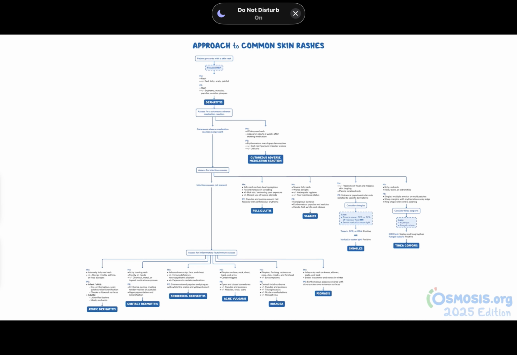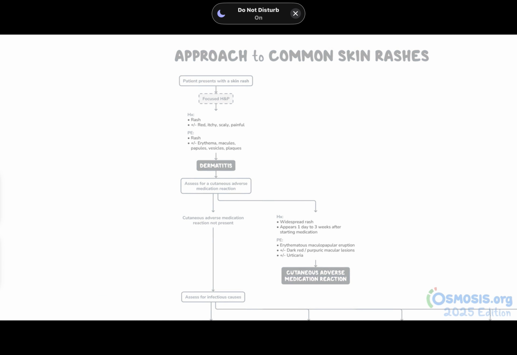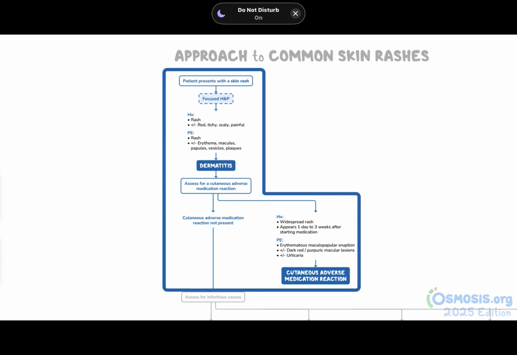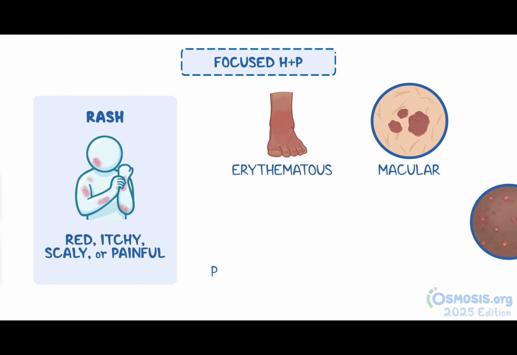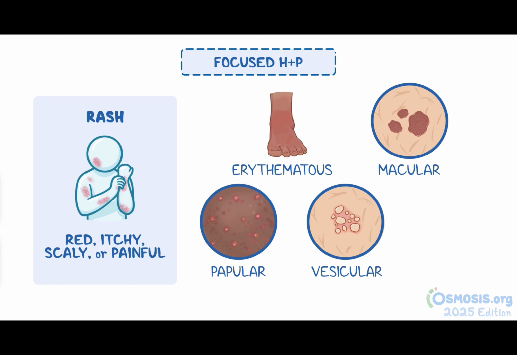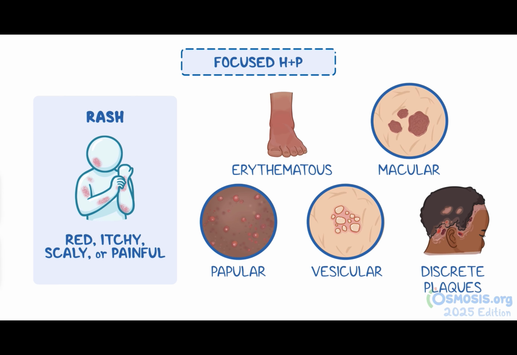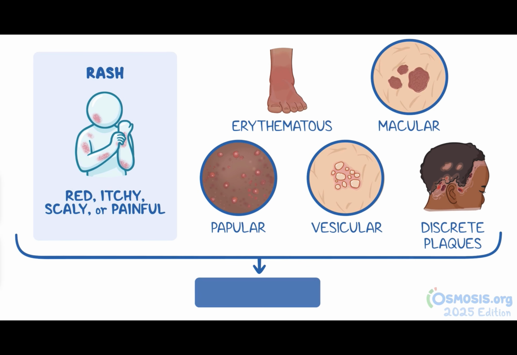Now, if your patient presents with a skin rash, first perform a focused history and physical examination. Your patient will report a rash that might be red, itchy, scaly, or painful. The physical exam will reveal a rash that might be erythematous, macular, papular, vesicular, or comprised of discrete plaques. At this point, diagnose dermatitis, a nonspecific diagnosis that indicates inflammation of the skin.